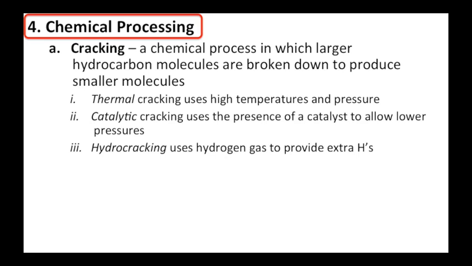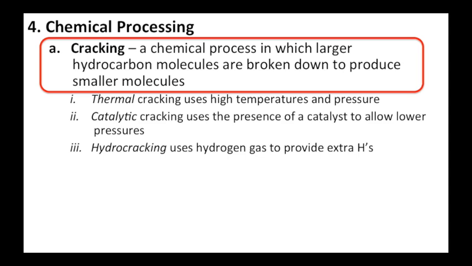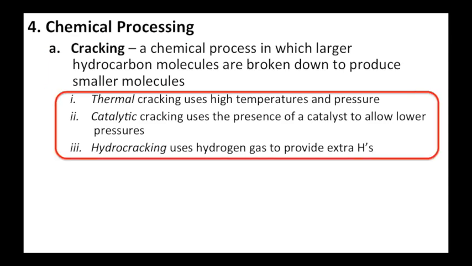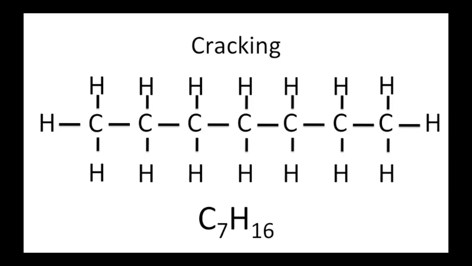Now we're going to talk about chemical processes. So once we have these long chain molecules, what can we do with them? What if we need shorter chains? Like what if shorter chains like propane or gasoline are in higher demand than really long chains that are 20, 30 carbons long? Well, we can crack the longer ones into shorter ones. We can crack them with thermal means. We can use heat to crack them. We can use catalysts to crack them. And we can hydrocrack them using hydrogen. So let's take a look at those three examples.